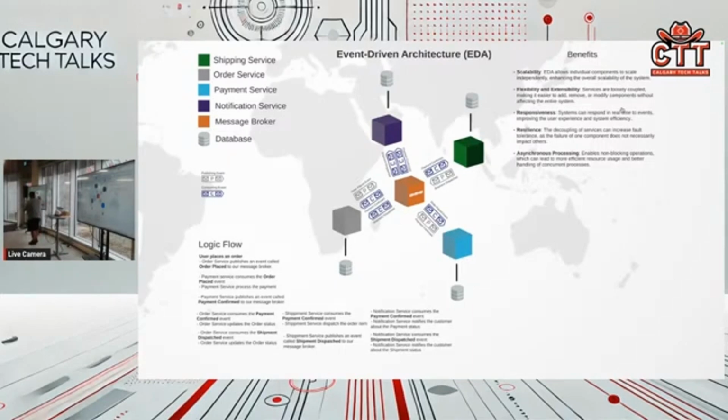And because it's really resilient. Let's say that my notification service is down. This is not a crucial service to process the payment. So if my notification service is down, I can still process orders. So it means that right now I have a resilient architecture.